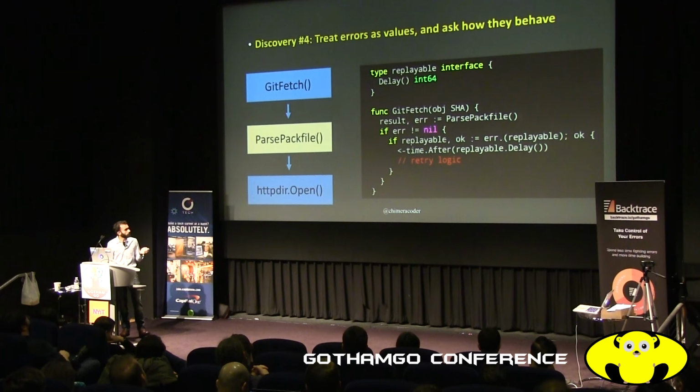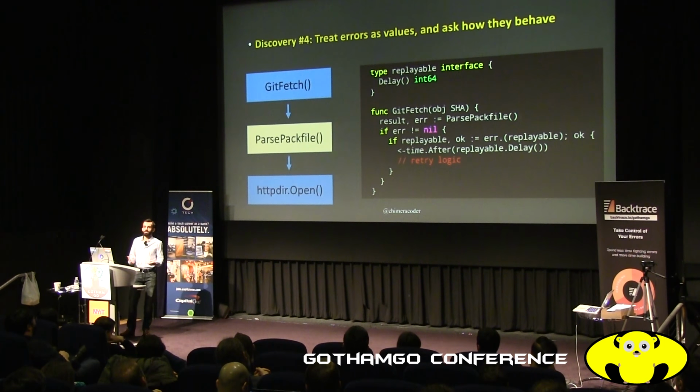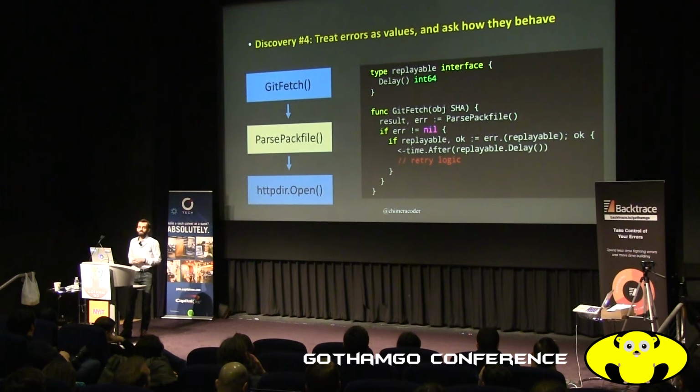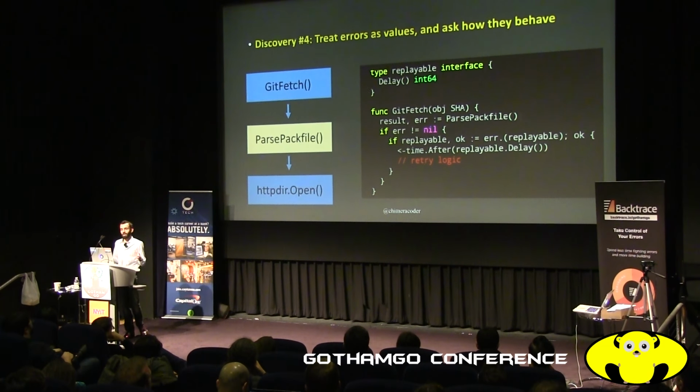We can use a local interface type here to see if an error happens to give us the ability to replay it. And if so, we can do that within the git fetch function. The interesting thing about this is the HTTP dir knows what concrete type of error it's returning, but the pack file function doesn't know anything about replaying still. And git fetch still doesn't even know the real identity of the error. All it knows is how it acts.